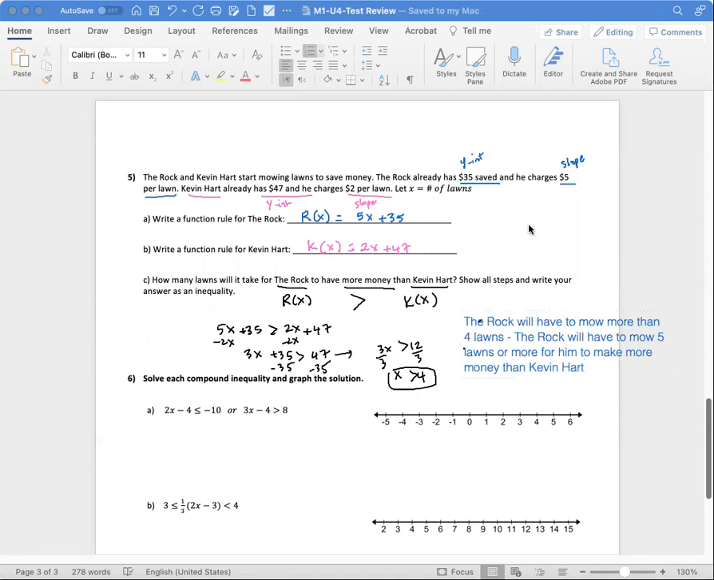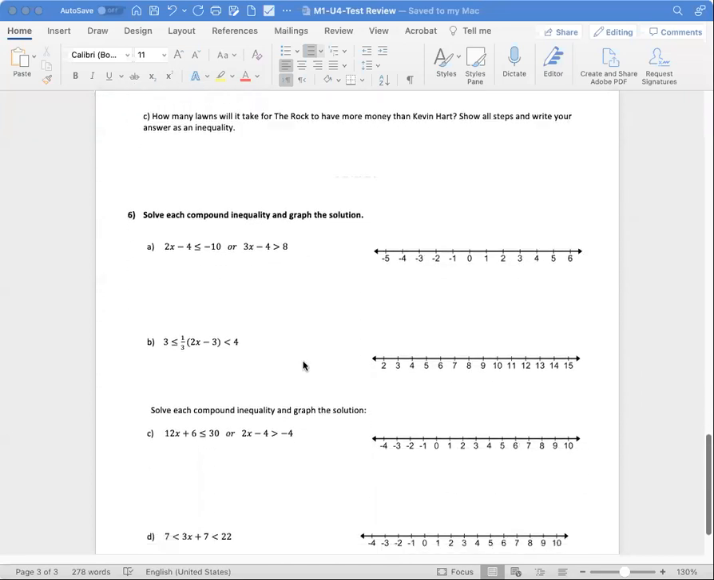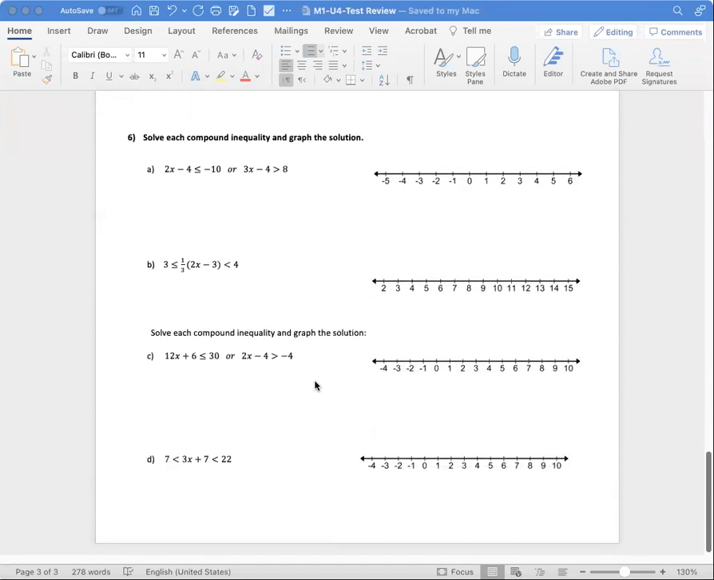Okay, so when you say greater than 4, that doesn't mean 4, right? It means more than 4. So you have to start at 5, especially if you're going with a discrete value, like it jumps by 1 unit. So it's 5 or more than 4. And that's number 5. Number 6, 3 parts, I think. Yeah, 4 parts. So number 6, solve each compound.